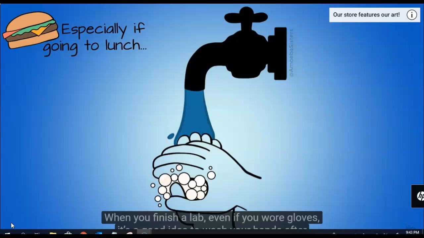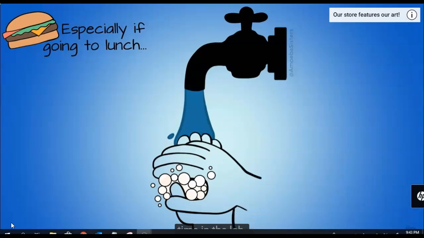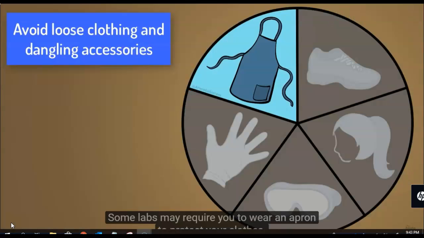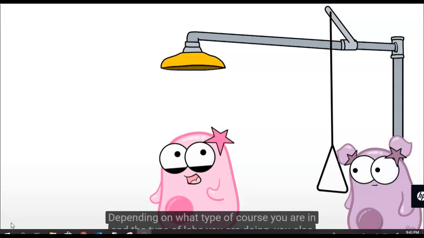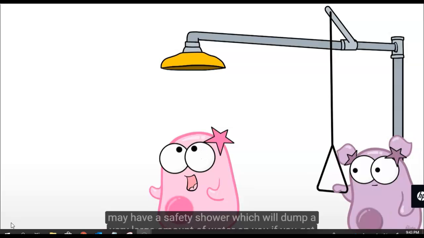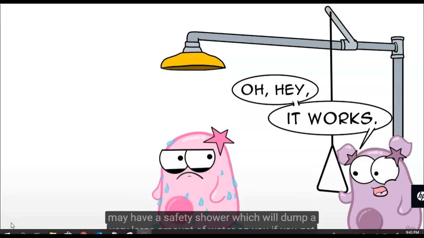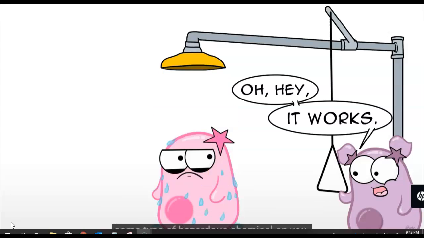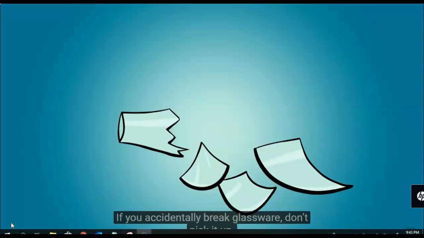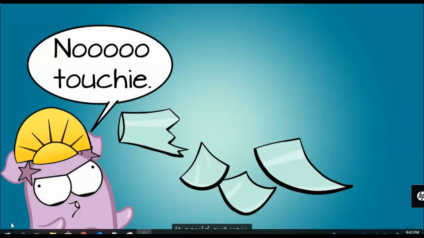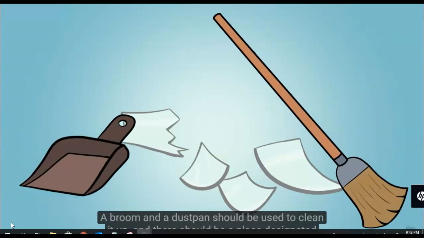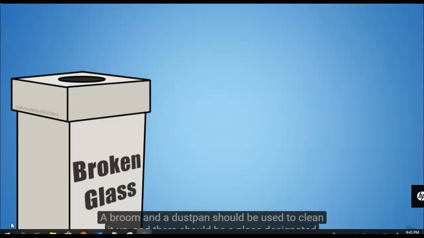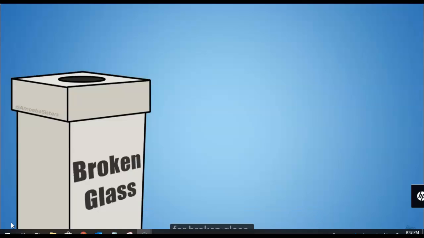When you finish a lab, even if you wore gloves, it's a good idea to wash your hands after time in the lab. Some labs may require you to wear an apron to protect your clothes. Depending on what type of course you are in and the type of labs you are doing, you also might have a safety shower, which will dump a very large amount of water on you if you get some type of hazardous chemical on you. If you accidentally break glassware, don't pick it up. It could cut you. A broom and a dustpan should be used to clean it up, and there should be a place designated for broken glass.